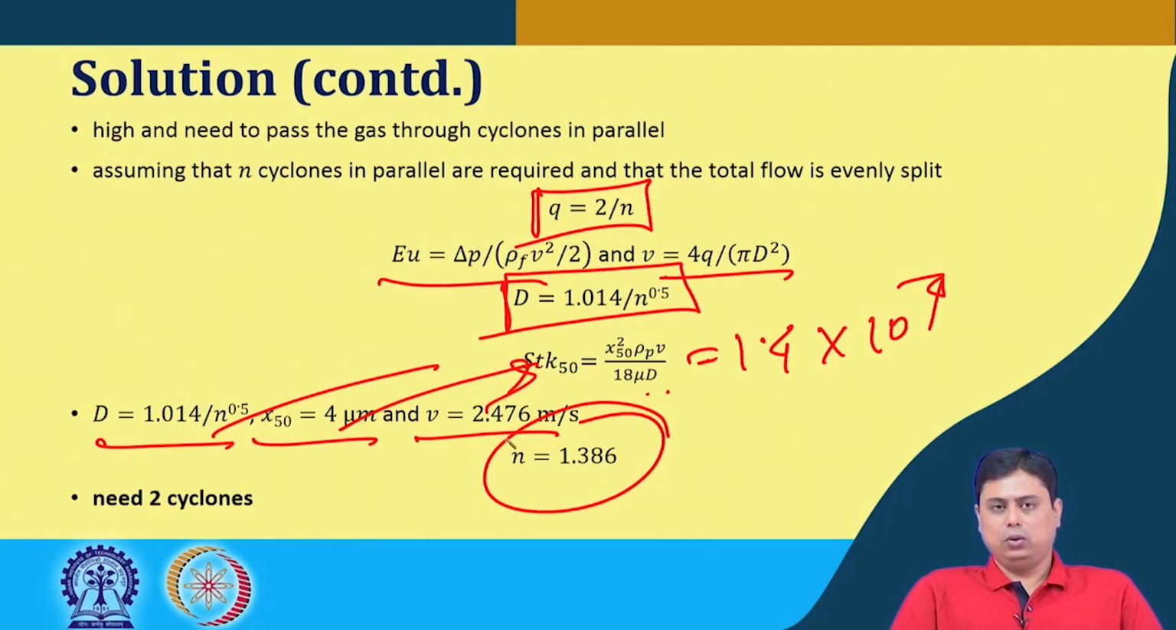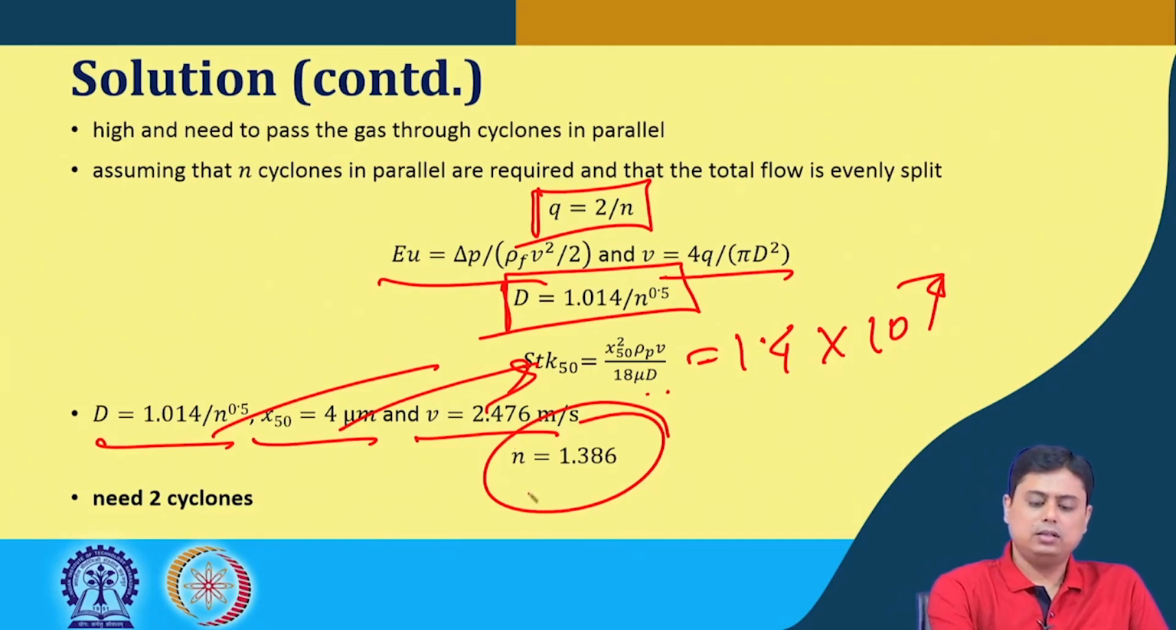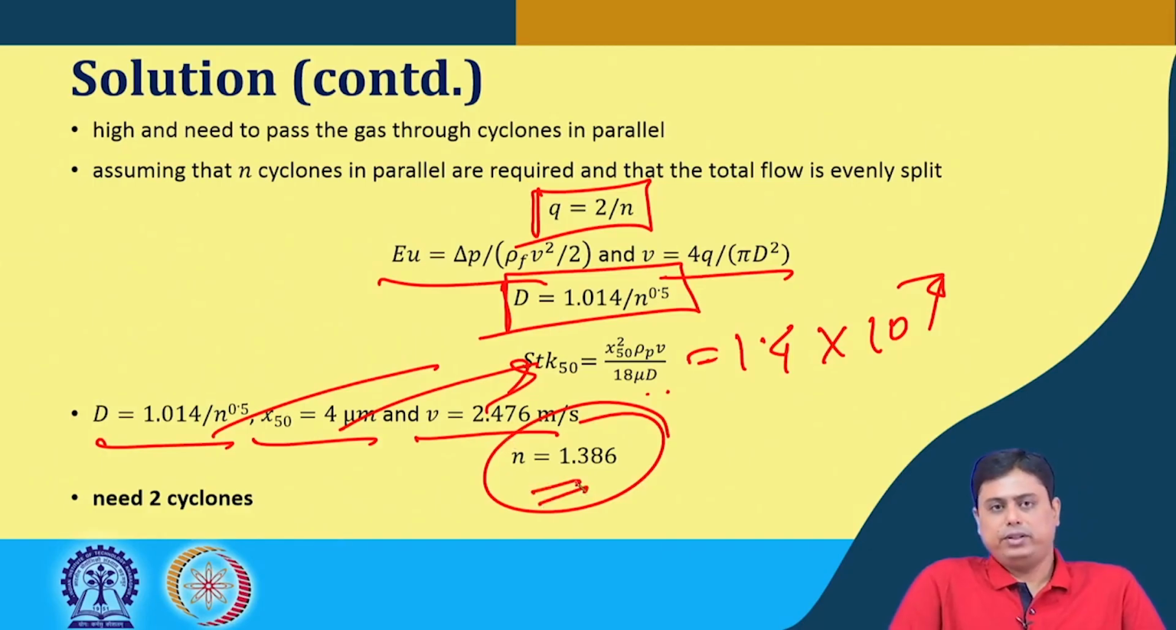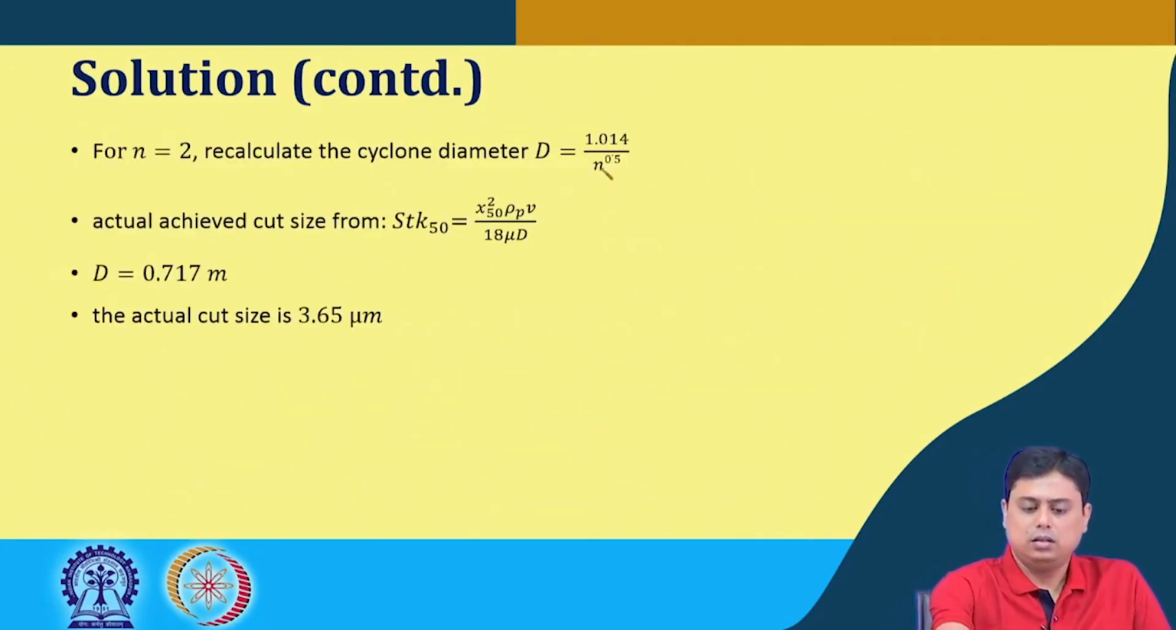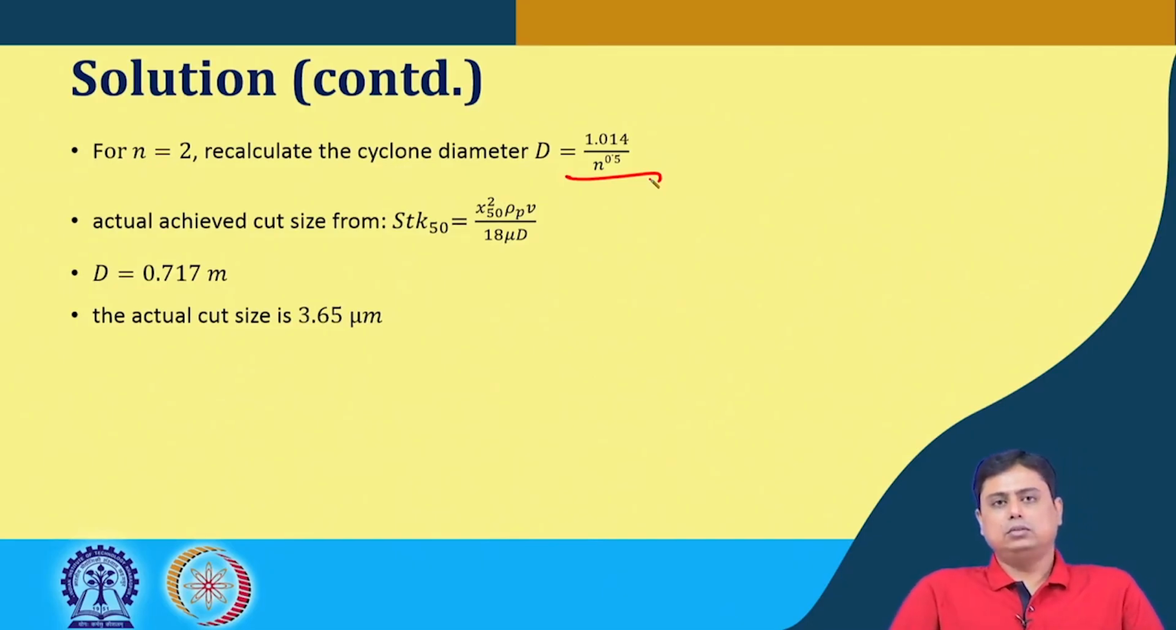So, with these 2 cyclones, what would now be the actual cut size? Because it cannot be a fractional value like 1.386 or 1.4, it cannot be the number. We have to use 2. If we use 2, that means the d will be a different value, that is 1.014 divided by 1.414, which is the square root of 2.